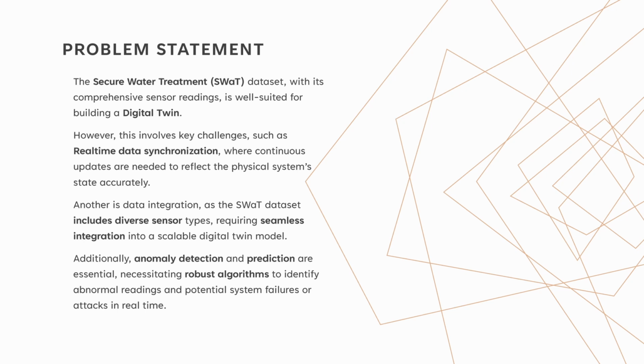However, the challenges include real time data synchronization, where continuous updates are needed to reflect the physical system state accurately. Another is data integration. As the SWaT dataset includes diverse sensor types, it requires seamless integration into a scalable digital twin model. And next is anomaly detection and prediction, which are essential to identify abnormal readings or potential system failures or attacks in real time.